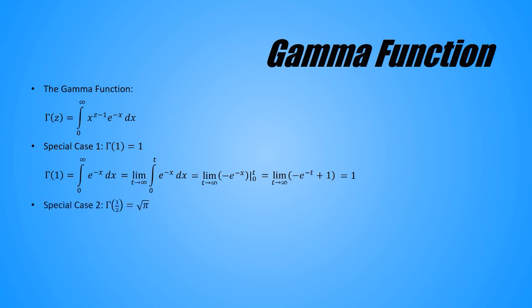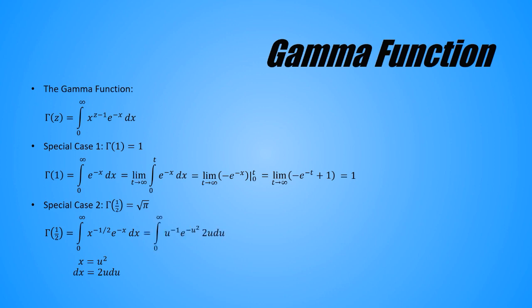Special case 2, gamma of 1/2 equals the square root of pi. This one's harder. Here's what I get when I plug 1/2 into the gamma function. This is not an elementary integral, but it becomes more approachable with a change of variable. I'm going to let x equal u squared and dx equal 2u du.